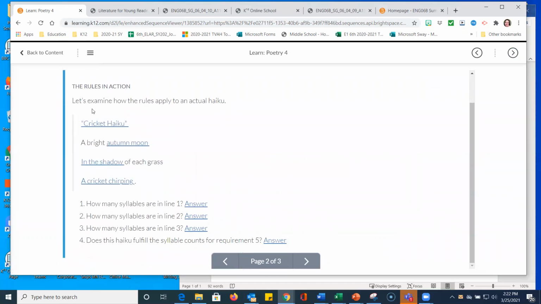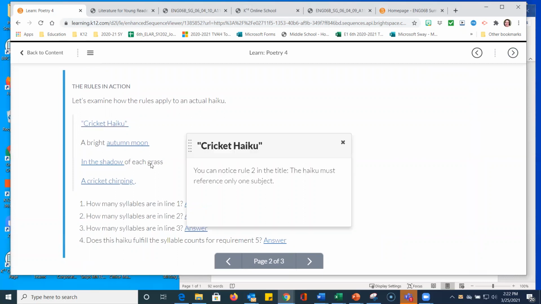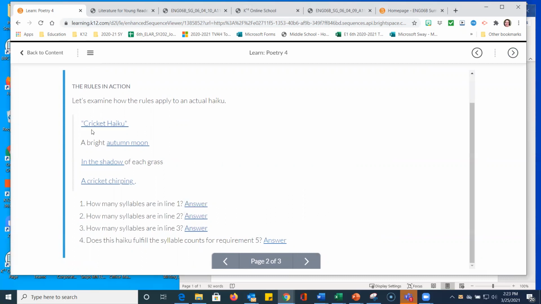The rules in action. Let's examine how the rules apply to an actual haiku, the cricket haiku. You can notice rule number 2 in the title. The haiku must reference only one subject, so it's about crickets. A bright autumn moon. In the shadow of each grass, a cricket chirping.